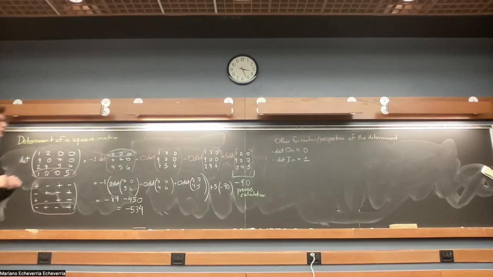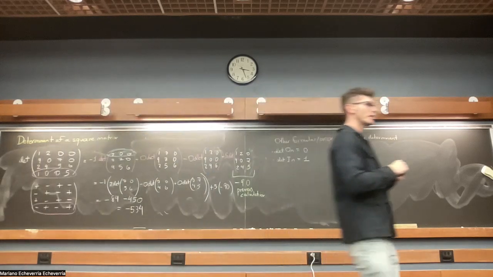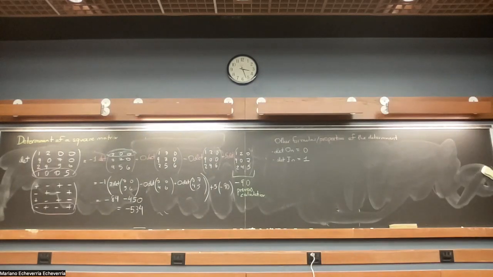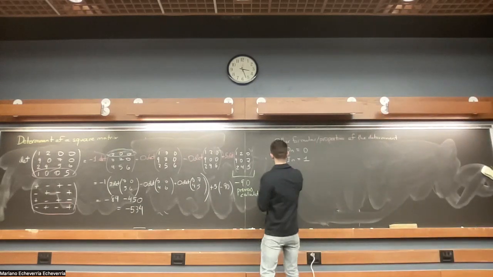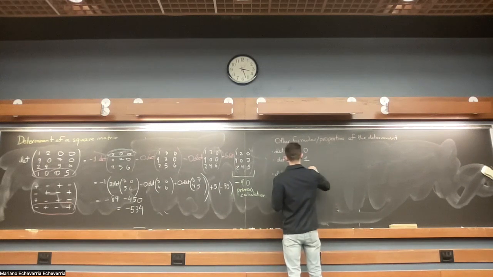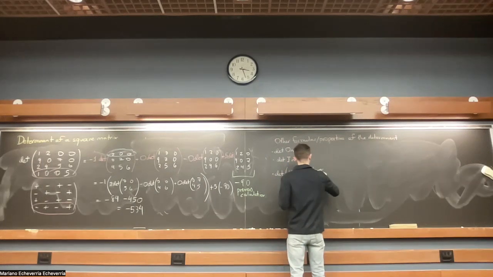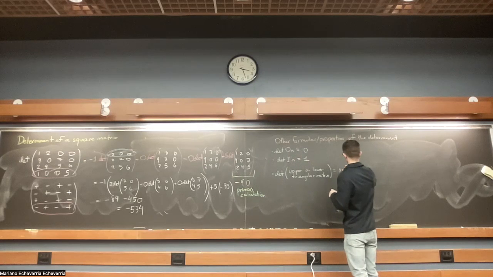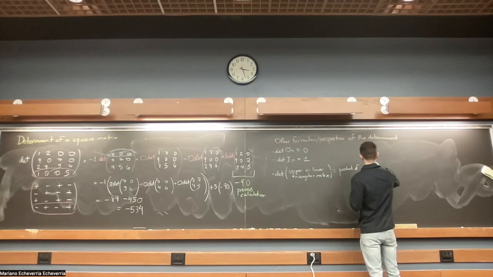There's also a convenient formula for the upper triangular or lower triangular matrices. I haven't spent too much time talking about those, but let me tell you now what they are. So this says that the determinant of an upper or lower triangular matrix is just the product of the diagonal. And I'll say what I mean by this.